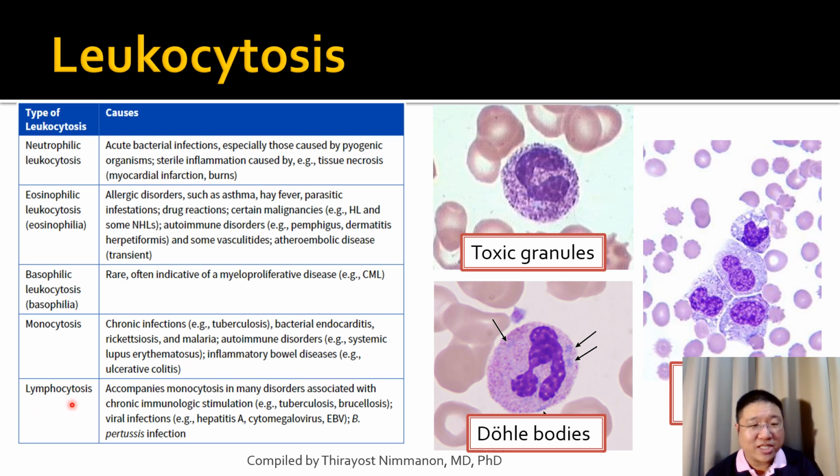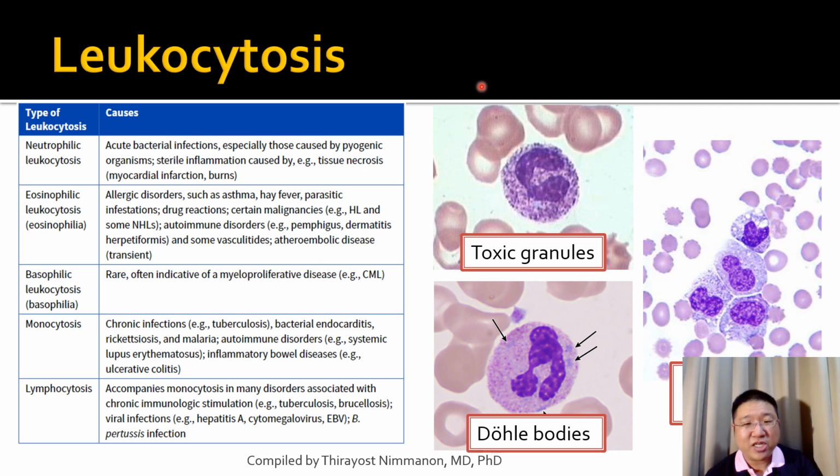And lymphocytosis. Lymphocytes are involved in immunity against viruses. So it is not surprising that important causes include chronic immunologic stimulation in TB, in viral infections, and also in some bacterial infections, as lymphocytes are involved in adaptive immunity.